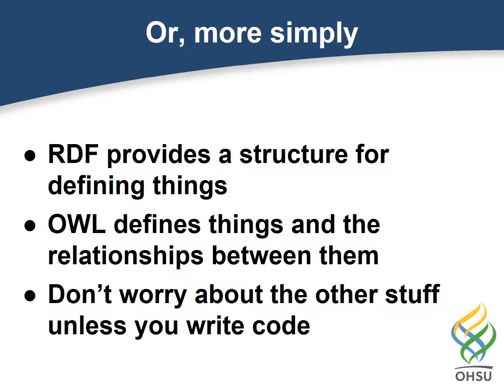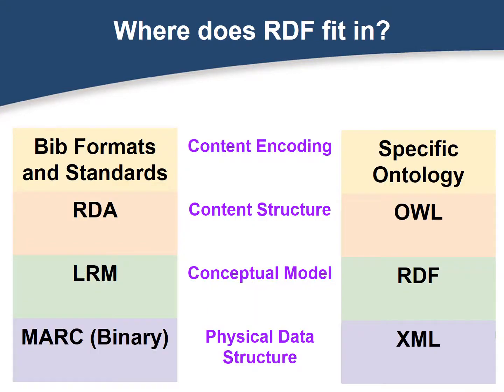The important things to know is that RDF provides a structure for defining things, just a very broad framework, and OWL, or the web ontology language, defines things and the relationships between them. So don't worry about the other stuff. These are the things. RDF is the structure, and OWL allows you to define things more specifically.